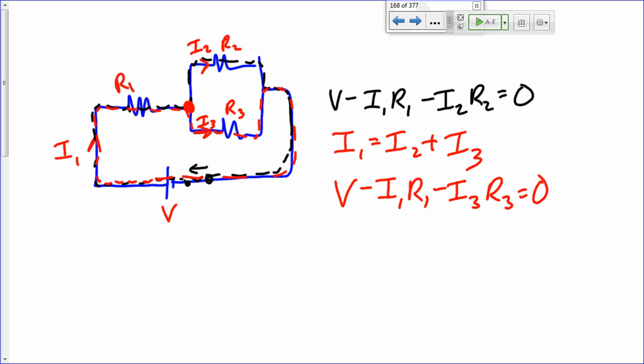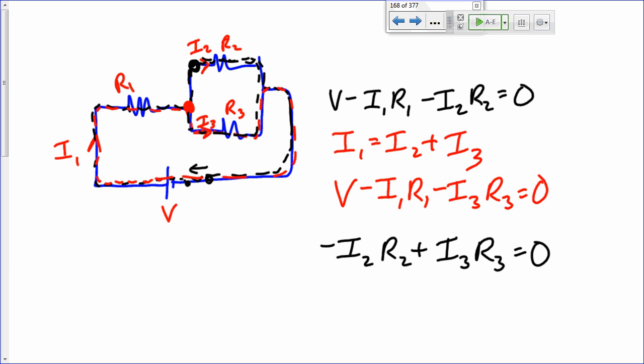To show you another loop, you could also do something like this. You could start here and go through like this. And that would be minus I2R2 plus I3R3 equals 0. So here, even though I haven't done like the big loop of the circuit, it's still a closed loop because I'm starting and finishing at the same point. Was it? So you just went around the small square. Right, I just started here and went around and got back here. It's still a loop. So the loop rule applies to any closed loop that you have. That's the point there. All right.